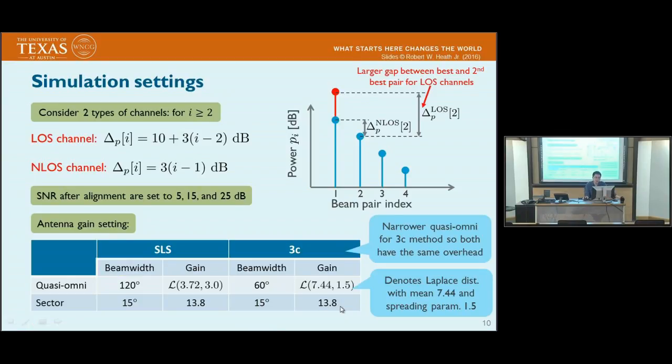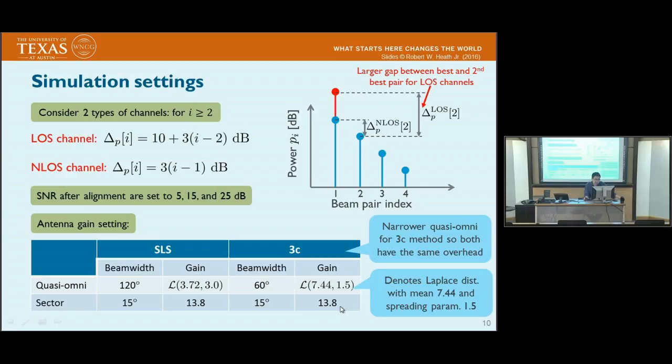And this is the simulation setting that I will show in the next slide, the numerical results. So I consider 2 types of channels. One is line of sight channels, and another is a non-line of sight channel. So the difference here is the gap from the optimal beam pairs to the second best beams. So the line of sight channel tends to have a larger gap, and here is assumed to be 10, and the non-line of sight channel has a smaller gap, and here assumed to be 3.